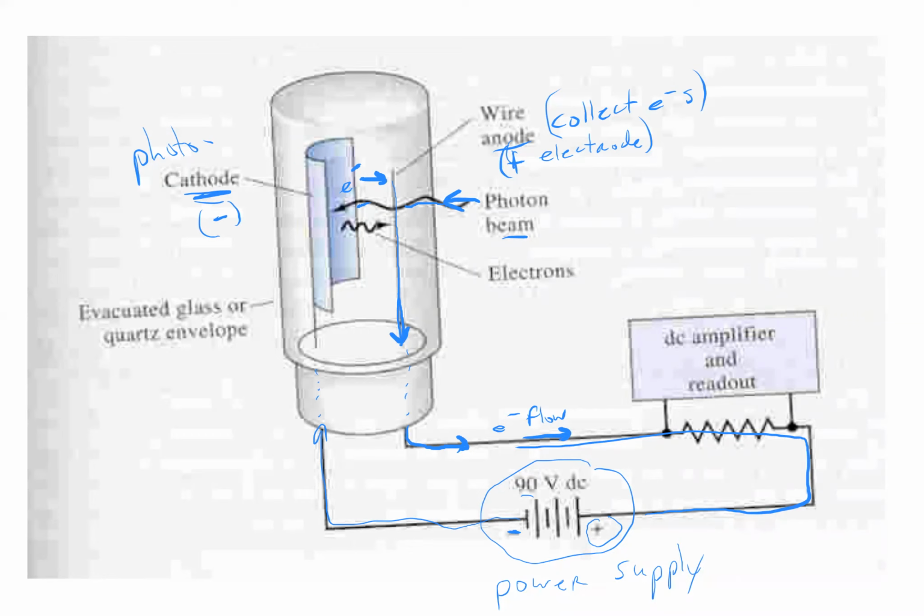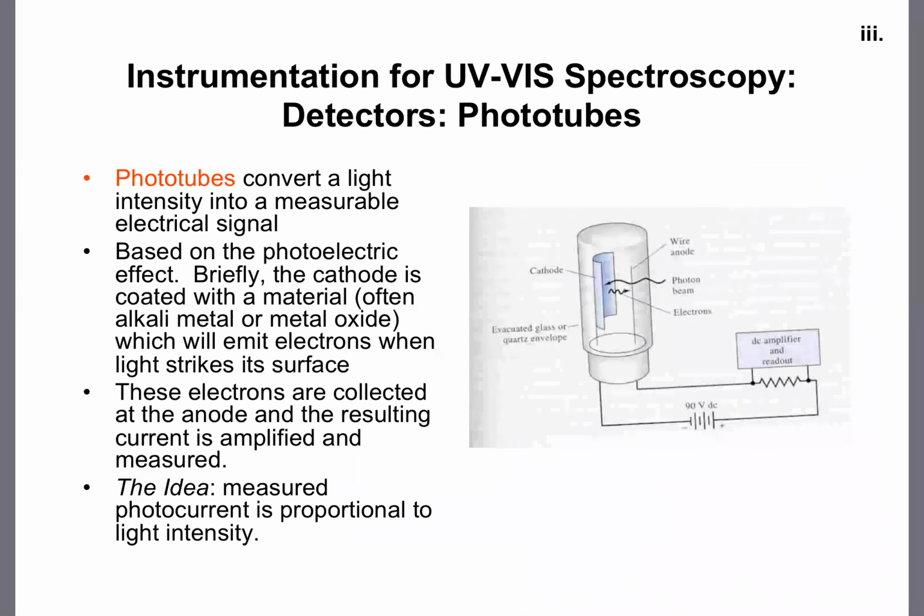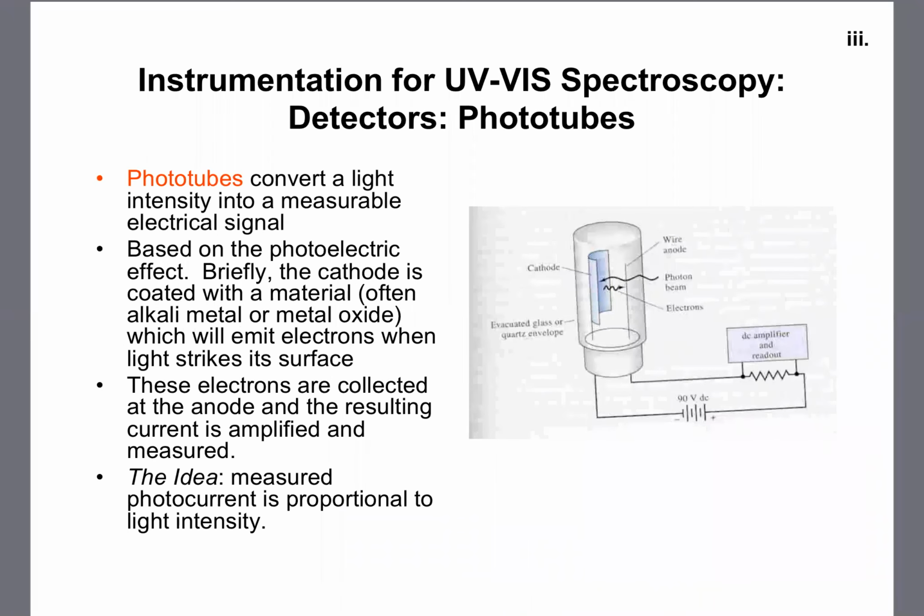So if electrons are produced by photoionization events from my photon beam striking the photocathode, the electrons will quickly be accelerated to my anode, and they'll produce an electron flow, or a current, in the external circuit. I simply need to measure that current, and that current will be directly proportional to the light intensity.